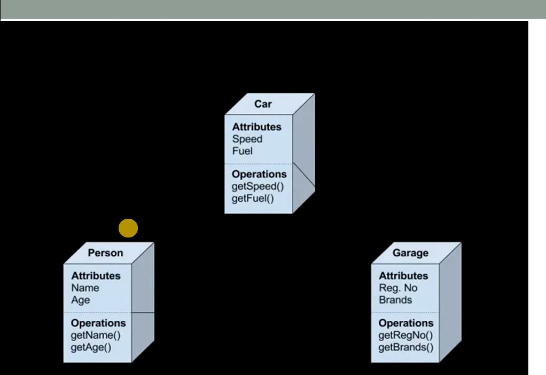In this figure, you can see three different blocks. We can think of each of these blocks as a class. For example, if car is a class, the attributes or the characteristics of the car can be said as speed and fuel. And the operations that we can perform may be get the speed, get the fuel, or print the speed or print the fuel. So here the car is a class, and that particular class has its own attributes and its own operations. Like that, person we can see also as a class.